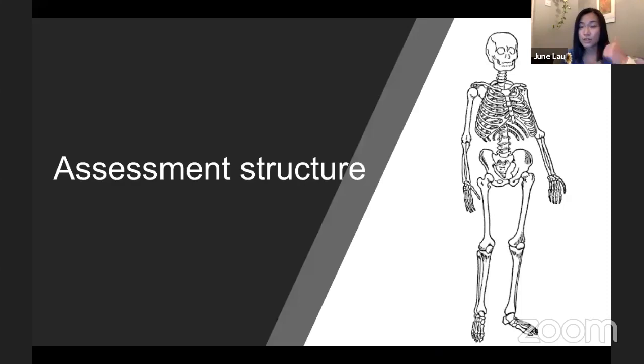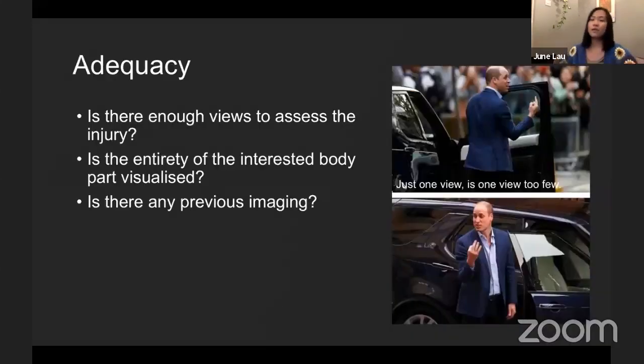All right. So let's start off with our assessment structure. Now, I am hammering this home once again. In radiology, we have to make sure that our films are adequate. That's the first and most important step. It's like checking for danger in BLS. You want to make sure that you have enough views to assess the joint or the injury. You want to make sure that the entirety of what you want to assess is included. There's no point missing the end of the finger if you want to make sure that the entire finger is not fractured. And then finally, make sure you check for previous imaging, because something might be chronic and you're worrying over nothing.